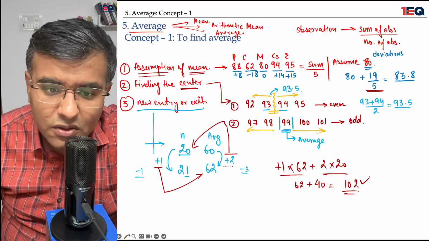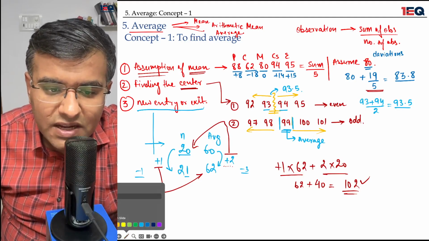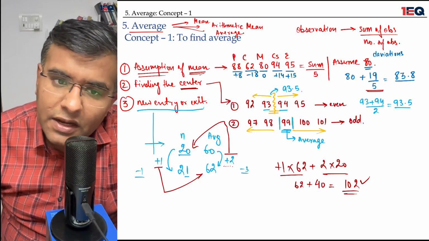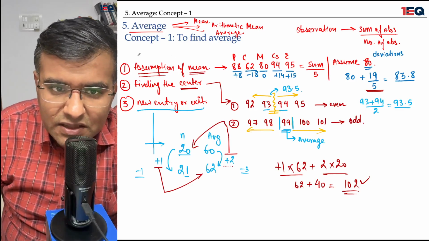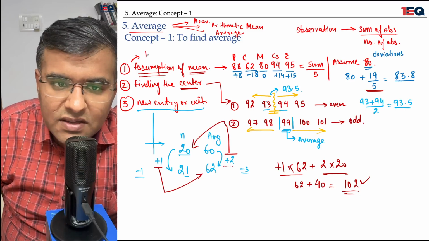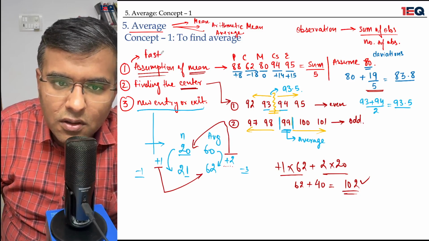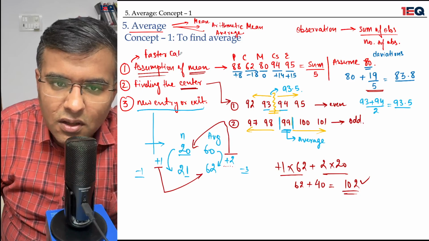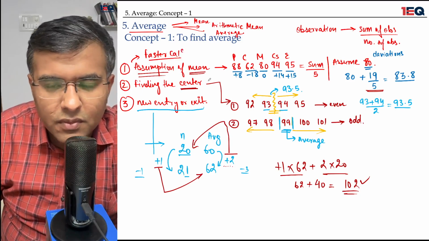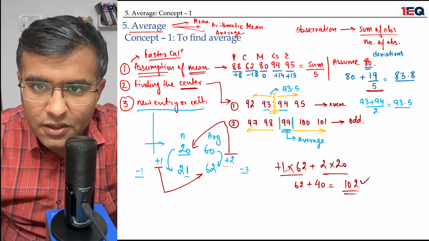Whenever you find a question of consecutive numbers, you will always have to apply the concept of centers, and also the assumption of means. This is nothing but for faster calculations. I hope I've made myself very clear.